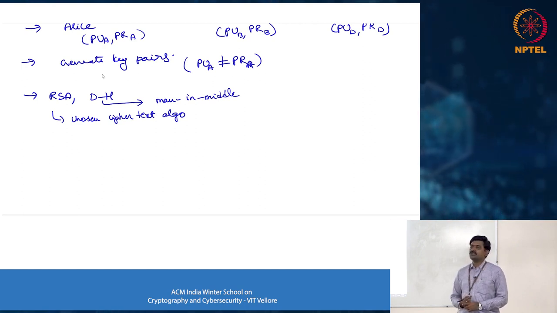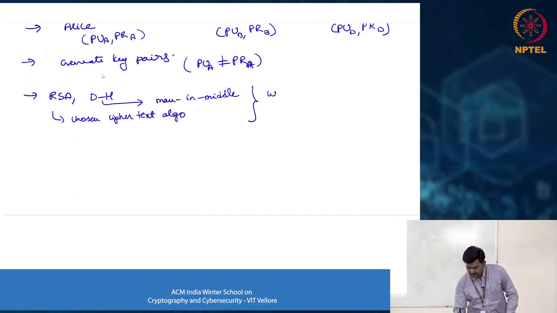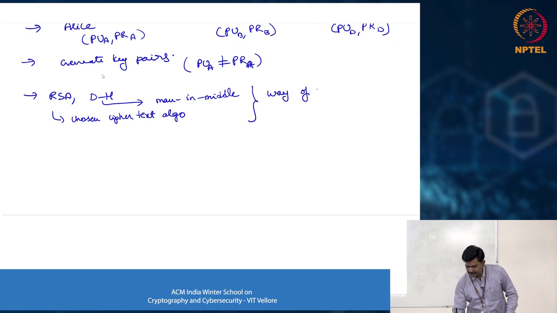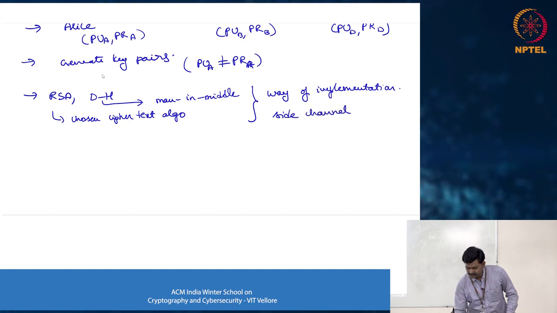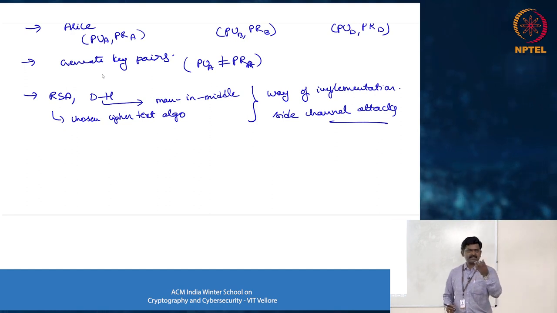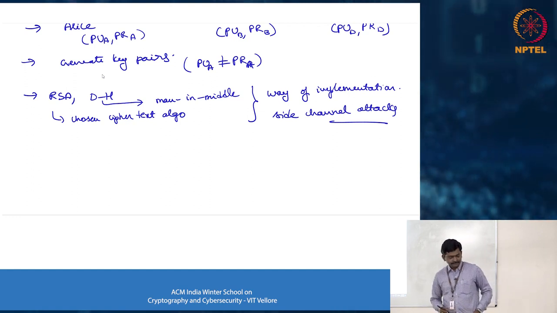So these issues happen because of the way of implementation, and hence these are called side channel attacks. They leak some pieces of information, bits and pieces, and then the attack is implemented.